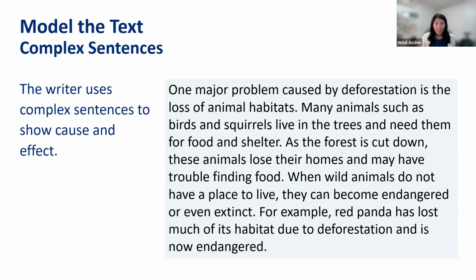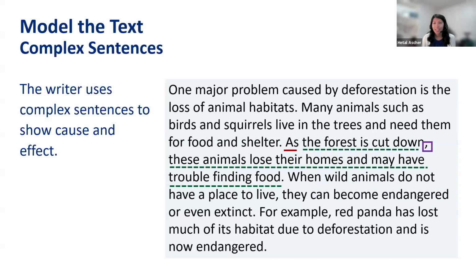I want to model another example of language you might focus on. This one is more grammatical, but I'm not teaching it in a traditional way. I want to teach using complex sentences in the way that somebody might actually use them. So I want students to see this example. I might tell them, the writer here uses complex sentences to show cause and effect. Then we'll go through the same paragraph again and look at the author's use of complex sentences. And we might look at this sentence first. As the forest is cut down, these animals lose their homes and may have trouble finding food.